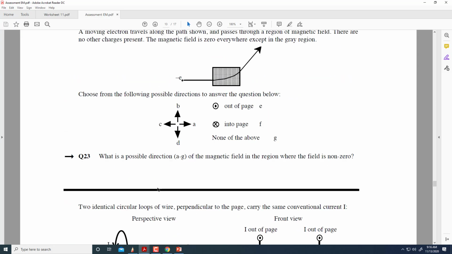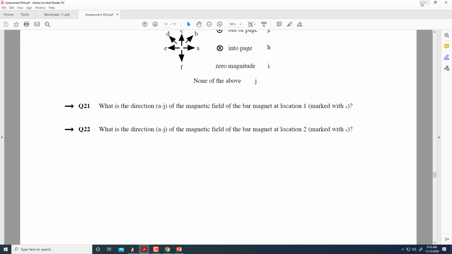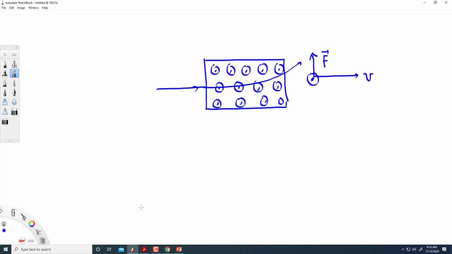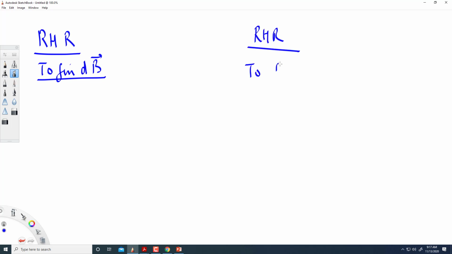Okay, that's the only question we have. So we use right hand rule in two different ways. Let me give you a brief review on where we use the right hand rule, just so that you don't get confused. We use right hand rule to find the direction of magnetic field, B, and we use right hand rule to find force.